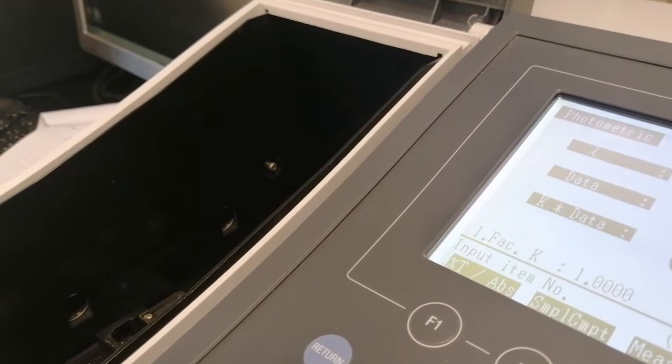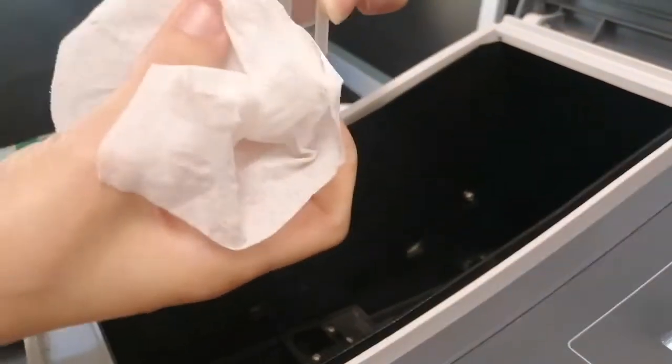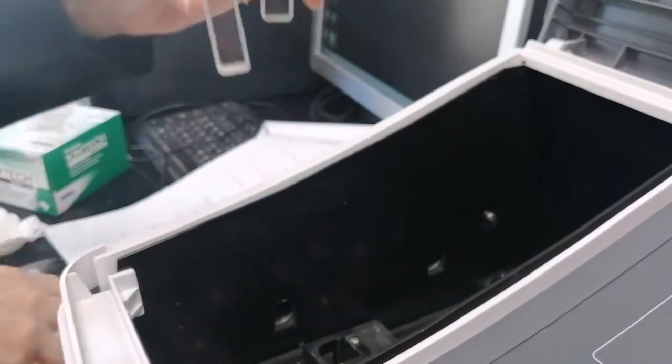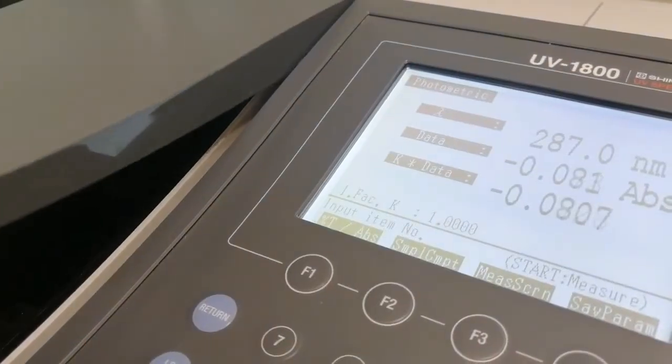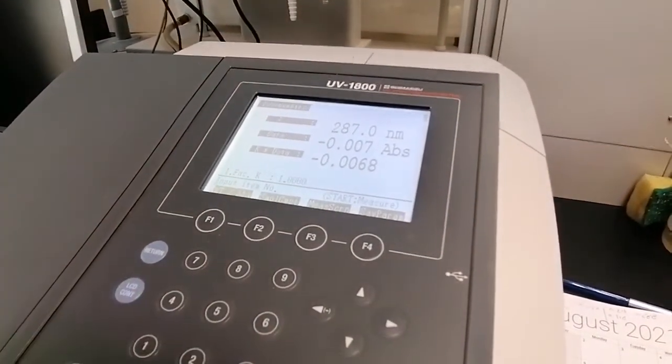Firstly, we will measure the calibration curve absorbance of the calibration solutions. Okay. We remove any dust or any fingerprints from the transparent wall of the cuvettes. And then we will go for auto zero.